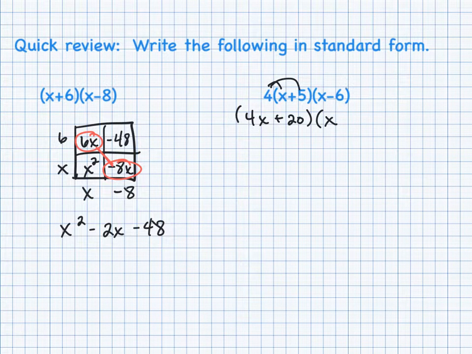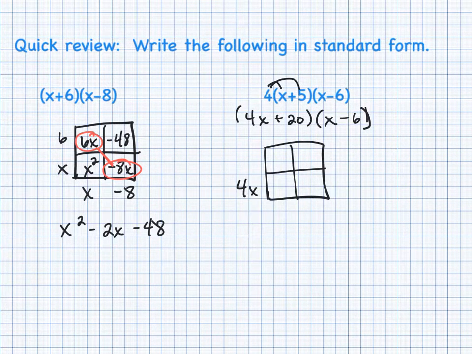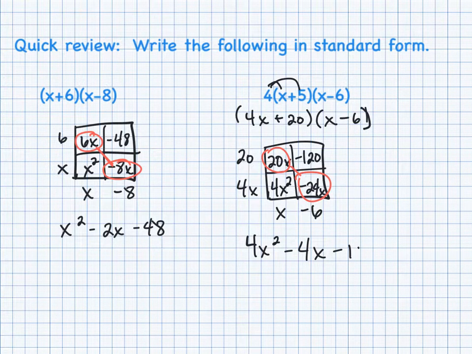Then multiply that 4x plus 20 times the x minus 6. Sorry, this is getting messy. So 4x plus 20, x minus 6. 4x times x is 4x squared. 20 times x is 20x. 4x times negative 6 is negative 24x. And 20 times negative 6 is negative 120. I combine my like terms, 20x and negative 24x. Always put your highest exponent first, so 4x squared minus 4x minus 120.